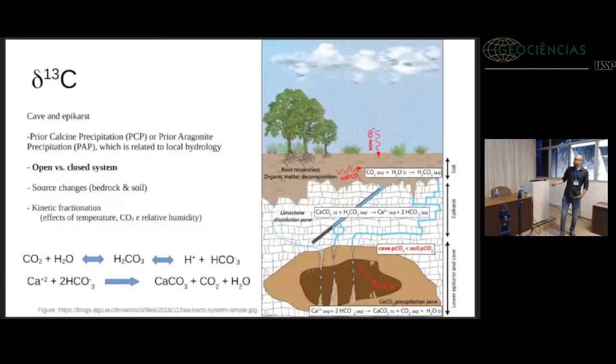Okay, this was PCP, which can also be related to our next topic, which is open versus closed system, which Max also explained yesterday. Thanks, it made my life easier here.